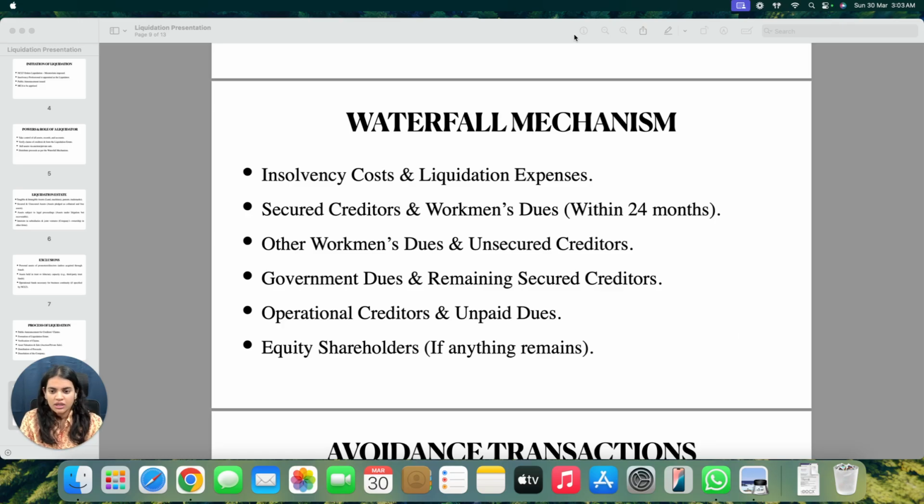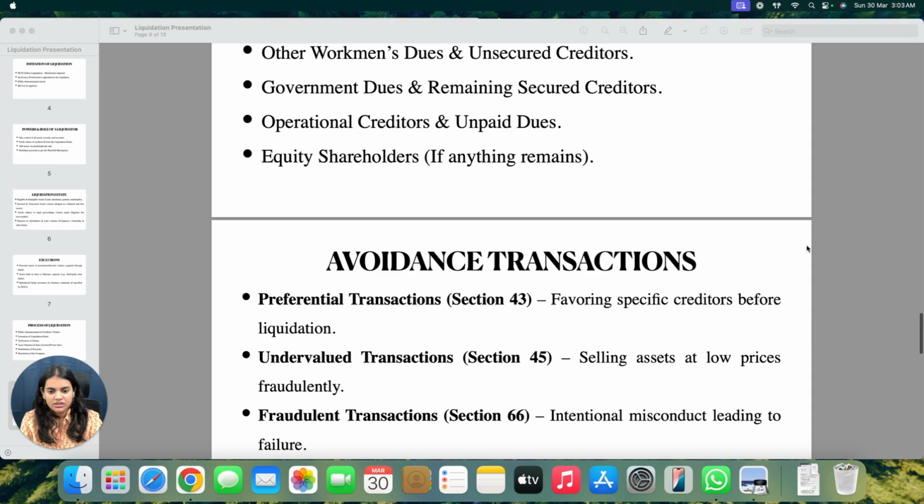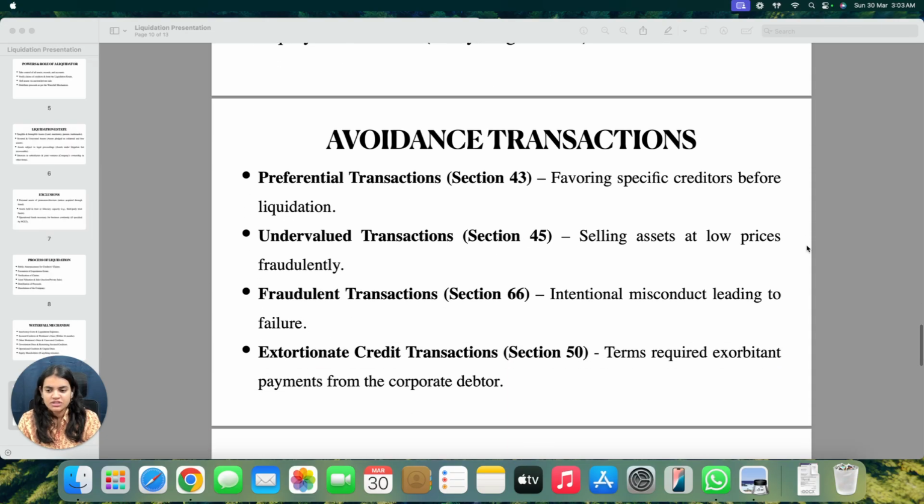So now let us look at avoidance transactions. We have seen in CIRP also, and in liquidation also, that the liquidator or the IRP or the RP is required to initiate applications for avoidance transactions. So let us understand what these avoidance transactions are.